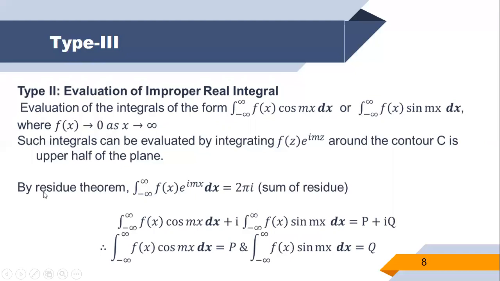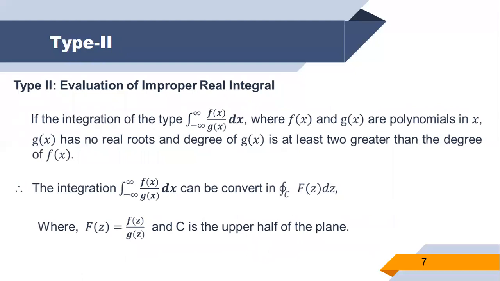So therefore, by the residue theorem, we write the integral from minus infinity to infinity of f(x) into e raised to imx dx as 2 pi i into the sum of residues. Now e raised to imx is nothing but cos mx plus i sin mx. This is equal to p plus iq. So if cos mx is given, we consider the real part as the solution, and if sin mx is given, then we consider the imaginary part. So this is the important theory of type 2 and type 3, improper real integration.